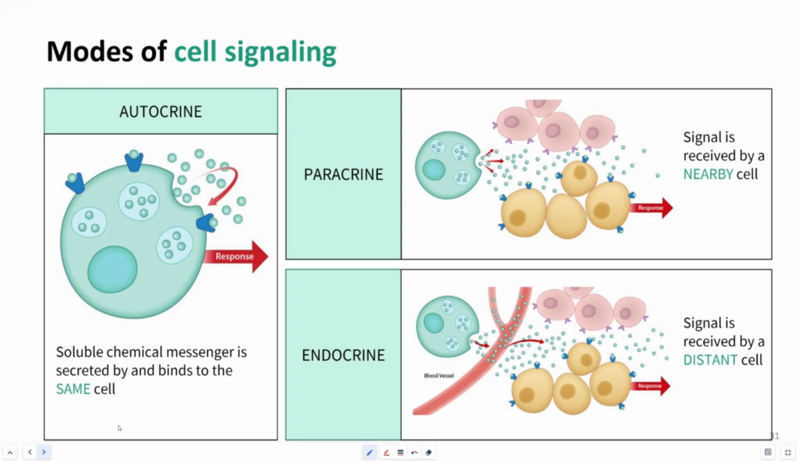Autocrine, which is when the soluble chemical signal is secreted by and binds to the same cell. Paracrine is when the signal is received by nearby cells. And endocrine, which is when the signal is received by a distant cell, most related to hormones.